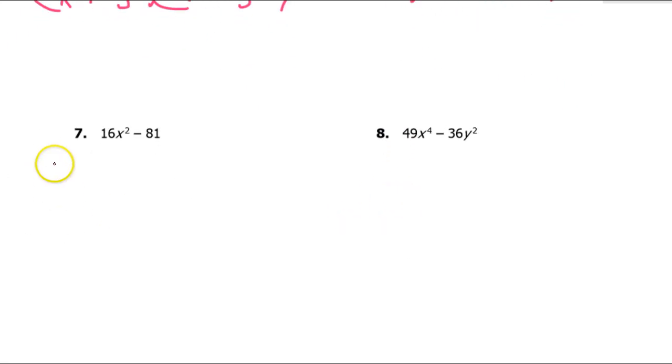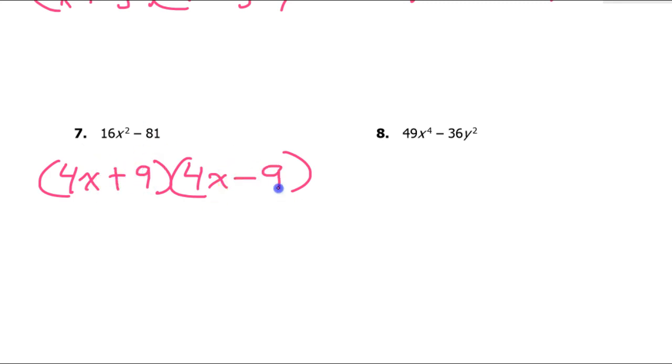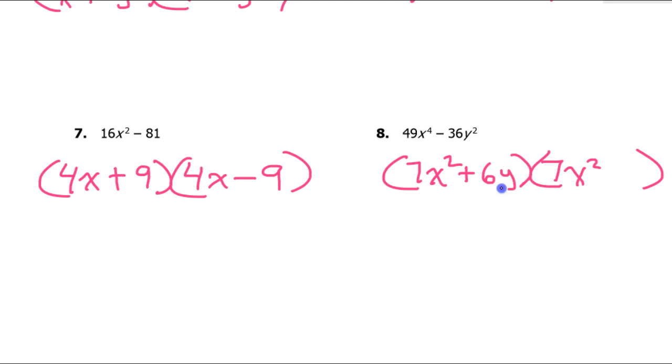But number 7 is the difference of squares. 16 is 4 times 4. X squared is x times x. And 81 is 9 times 9, so this will be plus 9 minus 9. Okay, how about number 8? 49 is 7 times 7. X to the fourth power is x squared times x squared. 36 is 6 times 6, so this will be plus 6y minus 6y.